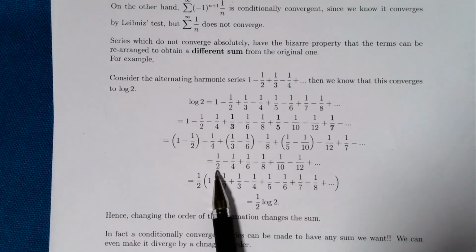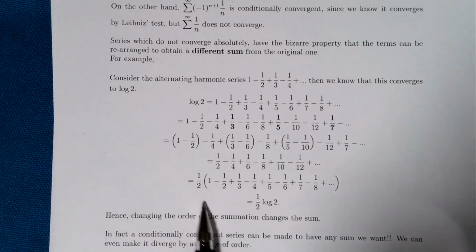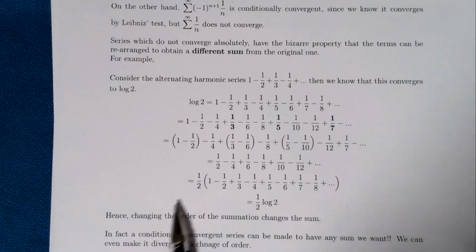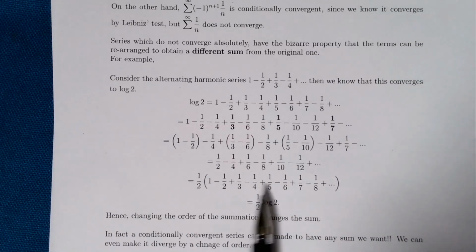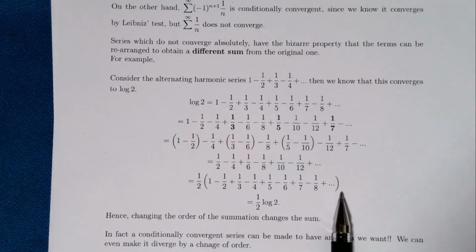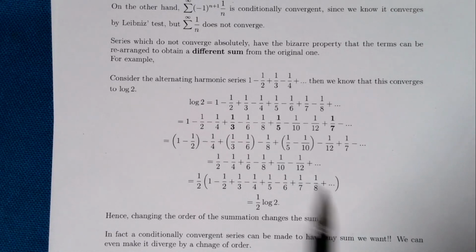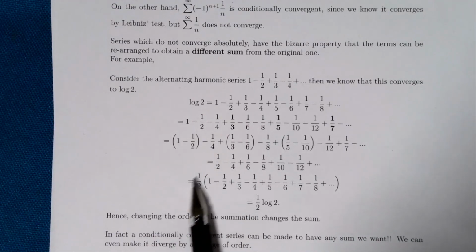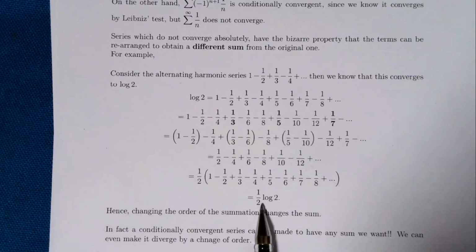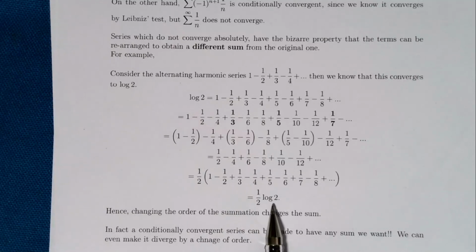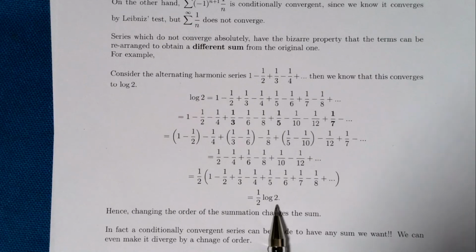But these are all even now. Isn't that a surprise? I can factor a half out, and I then get 1 minus a half plus a third minus a quarter plus a fifth. But that's what I started with. So I've now shown that this log 2 that I started with is equal to a half of log 2. This is crazy, but it's correct. Well, log 2 equals a half log 2 is not a correct statement, but you can make these infinite series add up to anything you like by rearranging them.